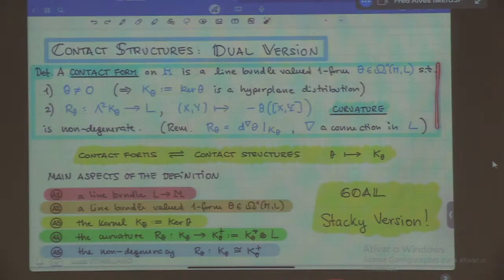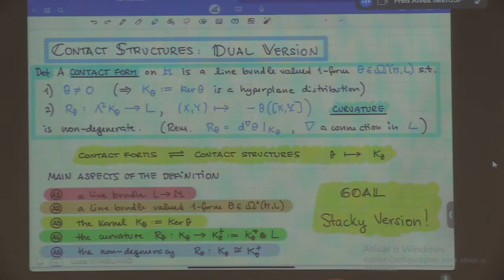This definition is basically equivalent to the previous one. There is an equivalence of categories between contact forms and contact structures, which takes every contact form to its kernel. I should also mention that this terminology is not the usual one in the literature. People usually call contact forms plain one-forms, so one-forms with trivial coefficients, not one-forms with values in a line bundle.